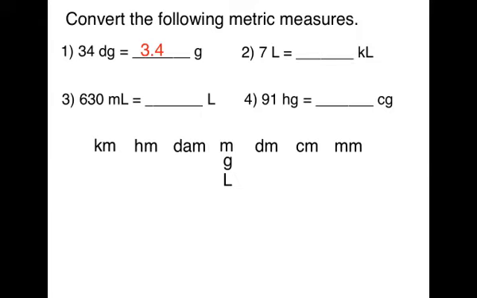Number 2, 7 liters, that's in the middle. I'm going to kiloliters, so I'm going 3 to the left, so that should be 0.007 kiloliters. 630 milliliters to liters, 3 to the left, gives me 0.63 liters. 91 hectograms to centigrams, going 1, 2, 3, 4 to the right, so that should be 910,000 centigrams. And that does it for our metric system.